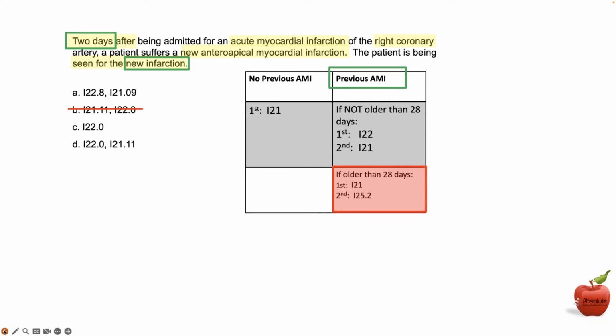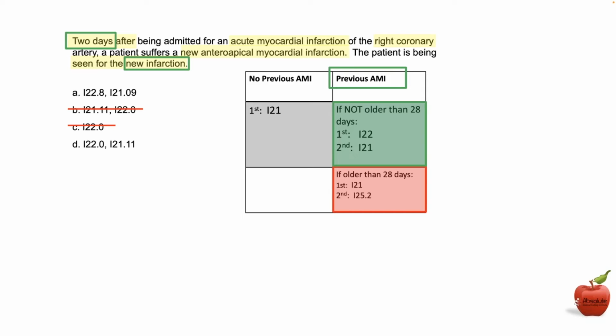I'm going to go back. B was coding I21 first, followed by I22. So B is wrong. We have to code the recurrent infarction first because it is the RFE. So B, you got to go. C also has to go. It's got to go because it's not even coding for the previous infarction. Got to go. So that leaves us with A and D.